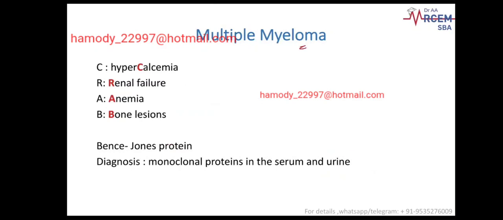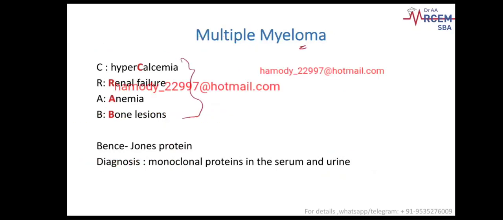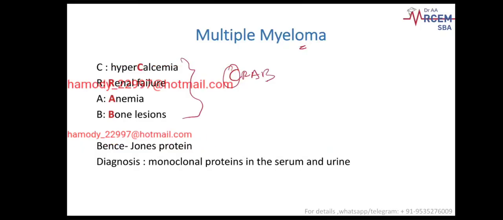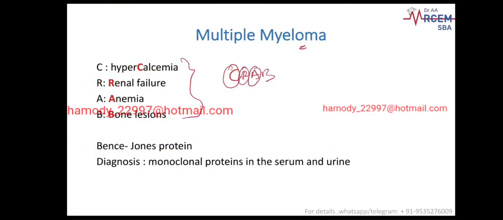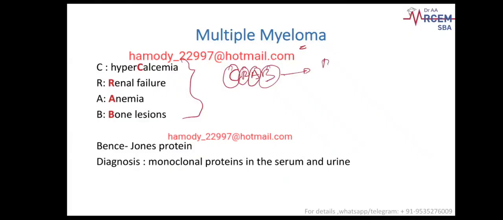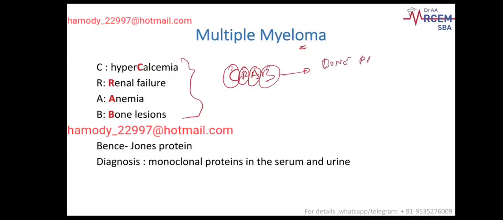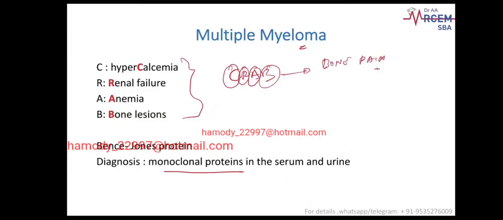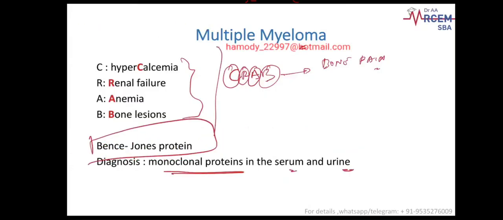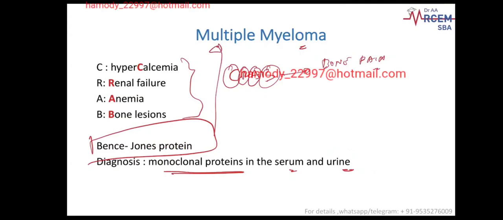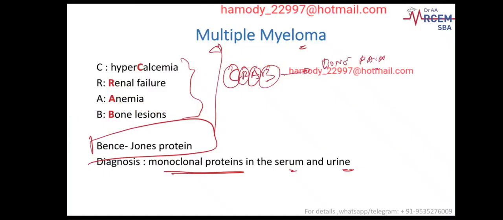Multiple myeloma, the key signs and symptoms can be remembered with a mnemonic known as CRAB, where C stands for high calcium levels, R stands for renal failure, A stands for anemia, and B stands for bone lesions. Because of bone lesions, they will have quite a bit of bone pain, and they'll always be complaining about the pains. The diagnosis is done by monoclonal proteins in the serum and the urine. Bence Jones proteins are classically associated with multiple myeloma, but can be seen in other conditions also. It is not very specific for multiple myeloma.